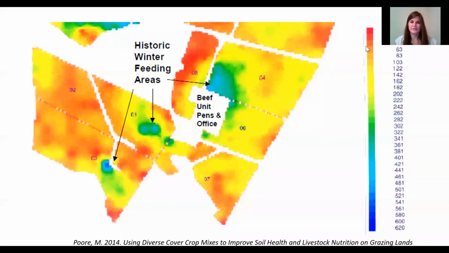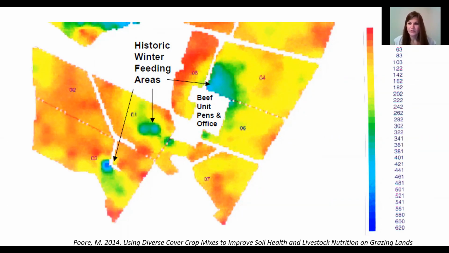So this is a heat map, and this is coming from North Carolina State University. It's a map of one of their beef units. And this just shows how unequal nutrient distribution can be within a pasture. In this particular heat map, the red areas are low in phosphorus, and the blue areas are extremely high in phosphorus. And you can just see in those historic feeding areas how much higher the nutrient concentration is.